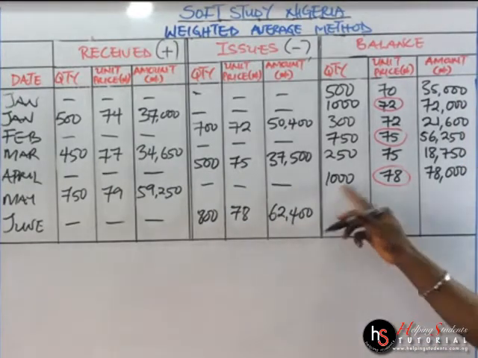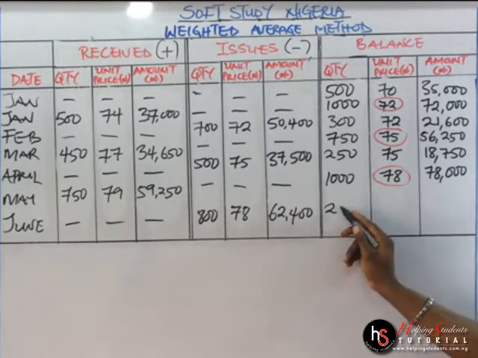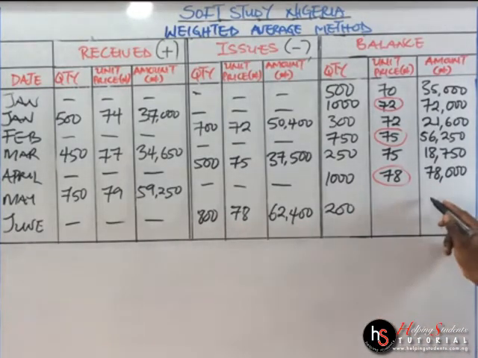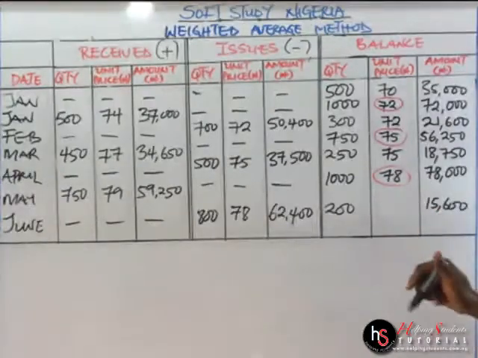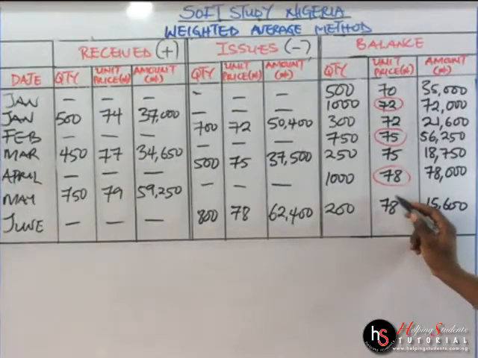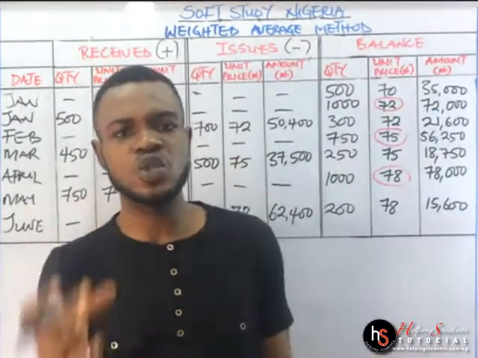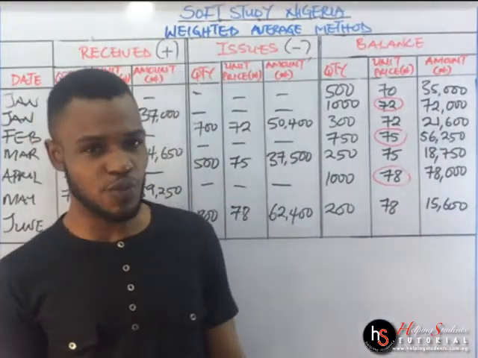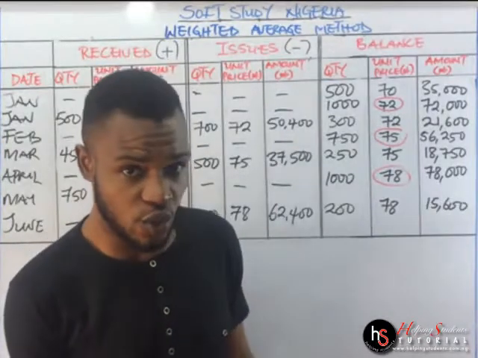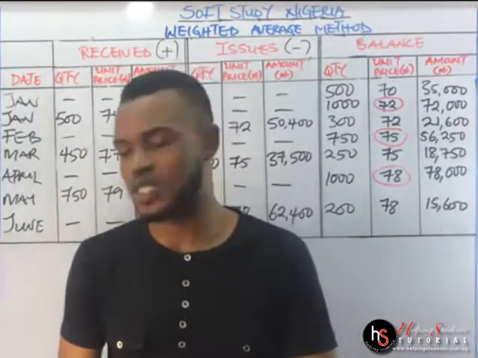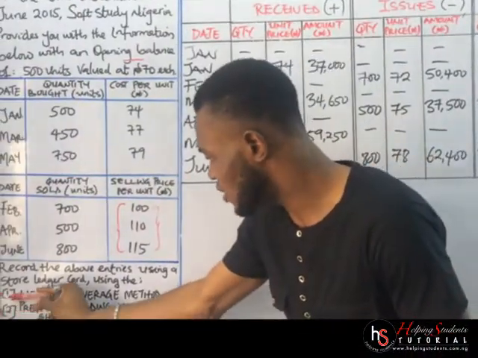62,400. 1,000 minus 800 gives us 200. 78,000 minus 62,400 gives us what? 15,600. So 15,600 divided by 200 gives us what? 78. That is just it. As simple as that. But you need to understand the concept. So try as much as you can to go through this video one more time, several times, and also attempt other questions. So we are good with this.